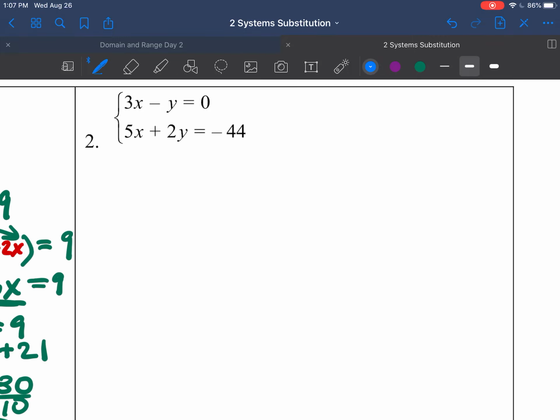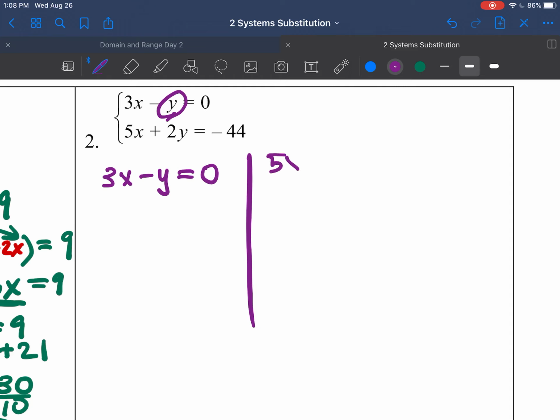I'm going to do another example. And so again, I like to make columns. And so in this left-hand column, I need to pick an equation that I want to isolate a variable. It's going to be easiest to isolate this y. And so I'm going to put the top equation here. I'm going to put the bottom equation over here. That's the one we're substituting.